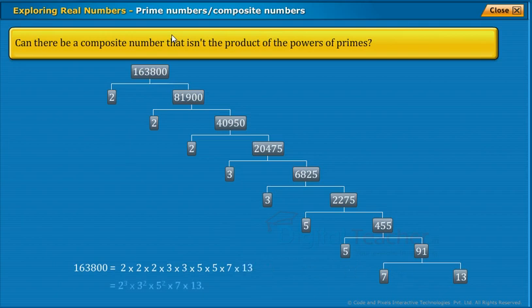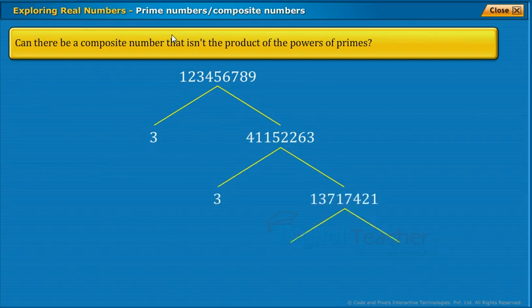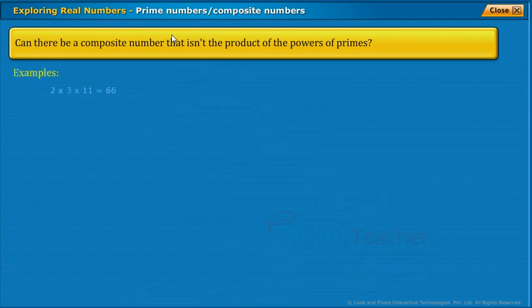Therefore, when we write the above terms as a product of powers of primes, we obtain as shown. Let us try with another number, 1, 2, 3, 4, 5, 6, 7, 8, 9. This can be written in the following form as shown. Here the numbers 3803 and 3607 are primes. By this we can prove that a composite number can be written as the product of primes. Here are some examples as shown on screen.